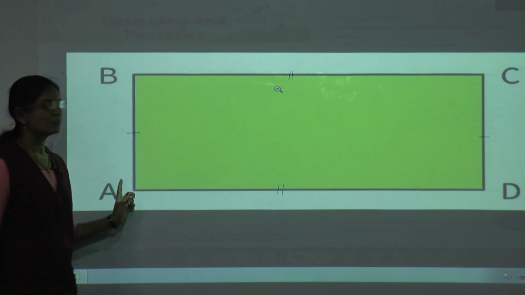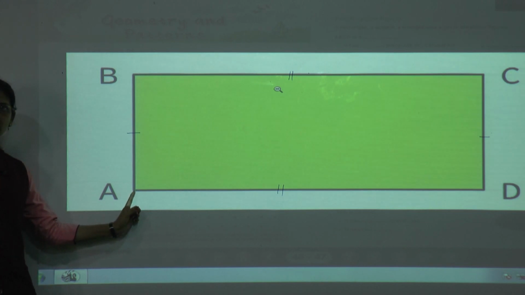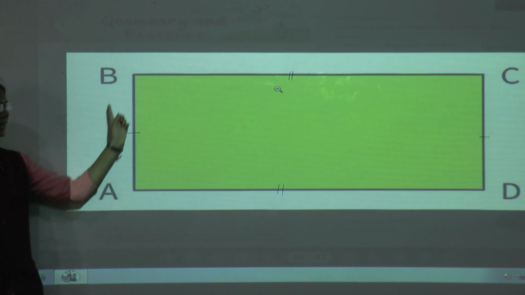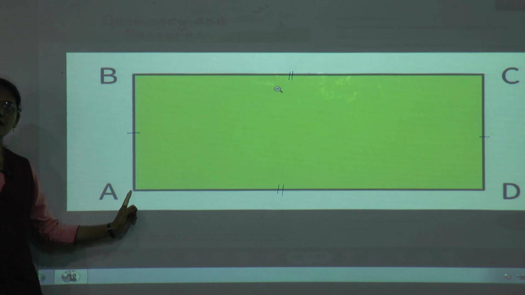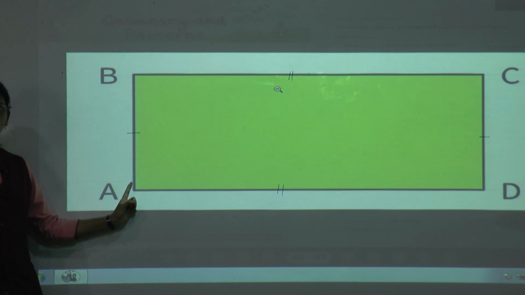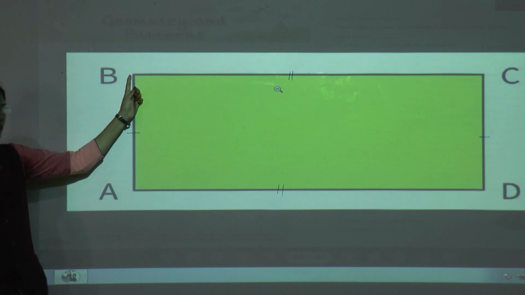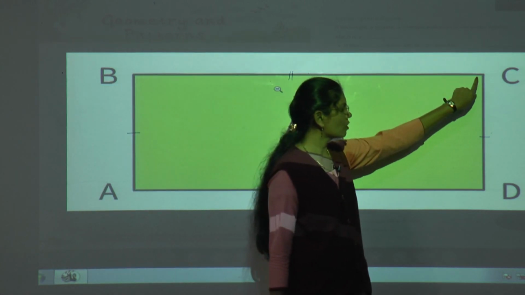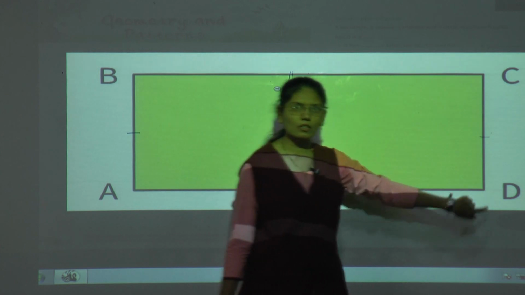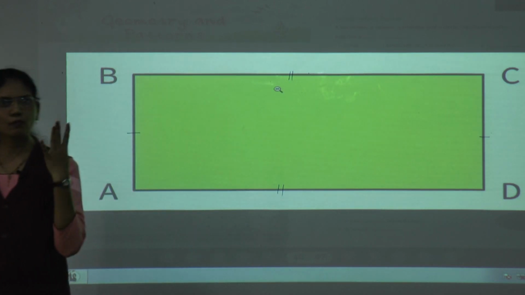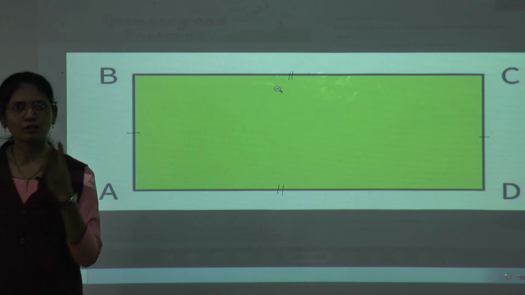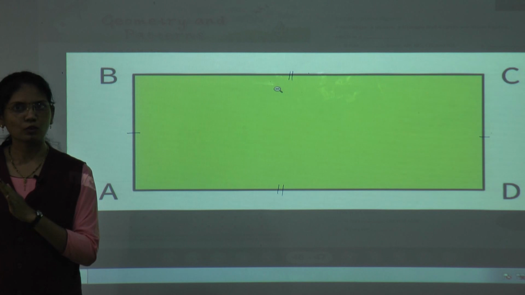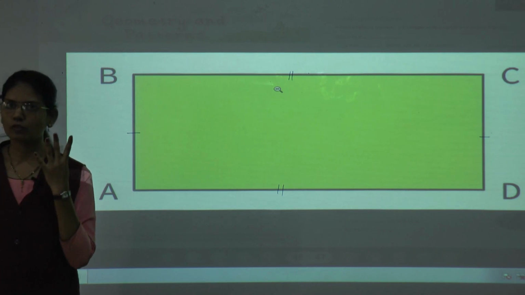Now see here, can you see this point A? A rectangle has 4 corners, as it has 4 sides, so it also has 4 corners. Point A, this is a vertex or a corner. Then this is also a corner. Point C here is also a corner, and D is also a corner. So a rectangle has how many corners? 4 corners. Once again I will tell you, a rectangle has 4 sides, opposite sides are equal to each other, and it has 4 corners.